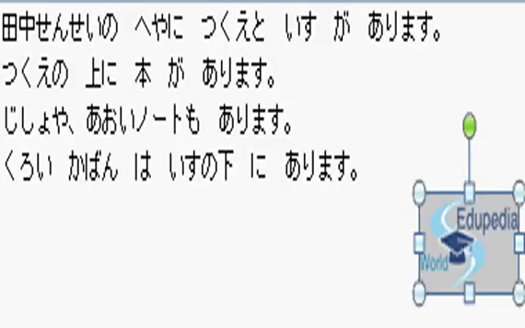Now let's get into the matome, that is the summary of lesson 4. Tanaka sensei no heya ni tsukue to isu ga arimasu. Meaning, there is a chair and a table in Tanaka-san's room. Sensei no heya means Tanaka-san's room.